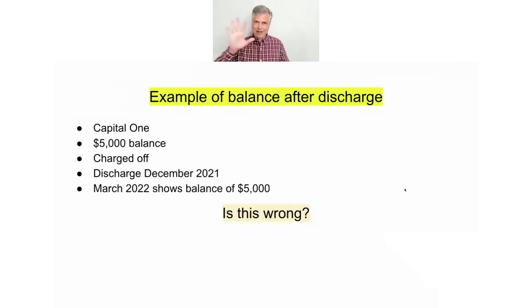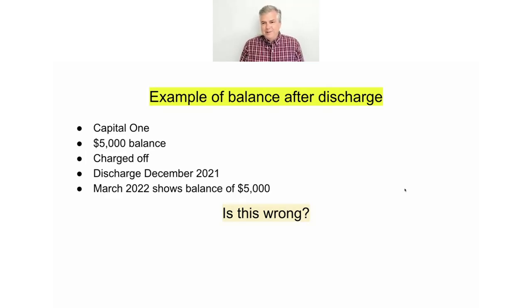Capital One, $5,000 balance. It's charged off. Then after it's charged off, I file bankruptcy. And then December 2021, I get a discharge and I don't reaffirm the debt. The Capital One debt's discharged. And now in March, it shows a balance of $5,000. So what do you say about that? Is that right or is it wrong?